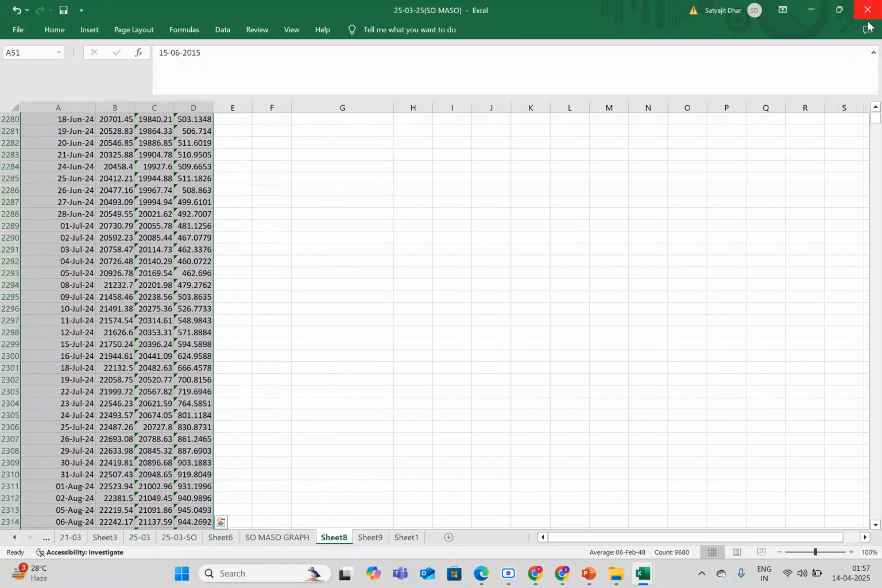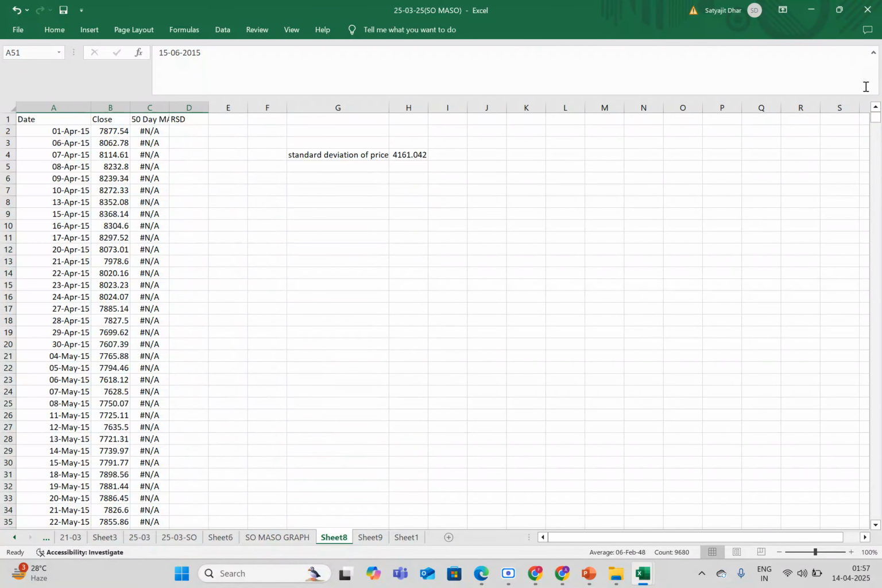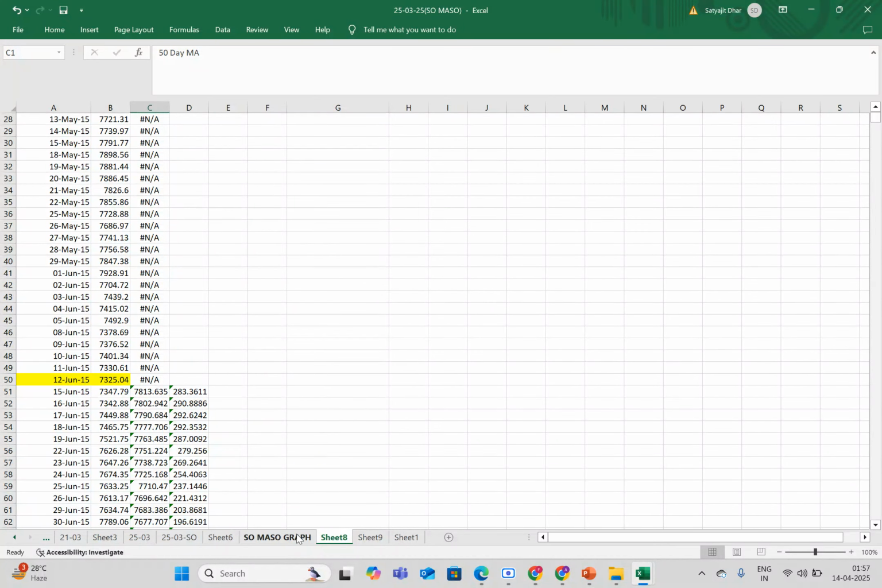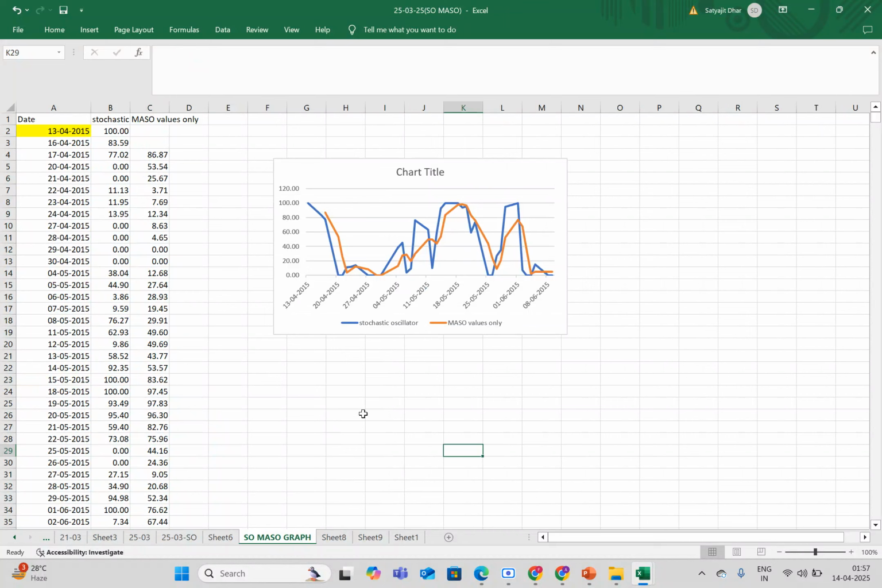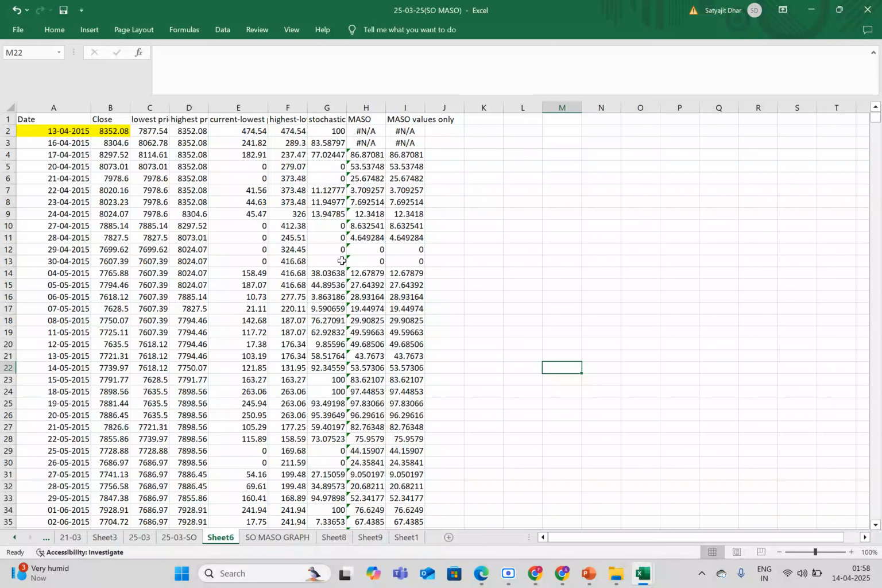Once again, we can take a 50-day moving average stochastic oscillator also, and we can also take it for a longer period, like 365 days or something like that. But here let us see, we started taking it from 17.4 in my practice.